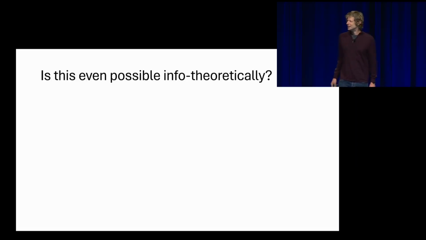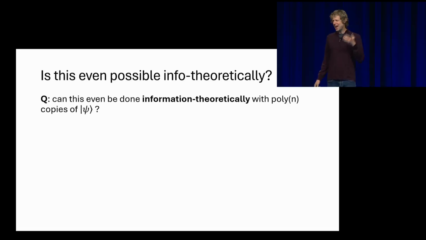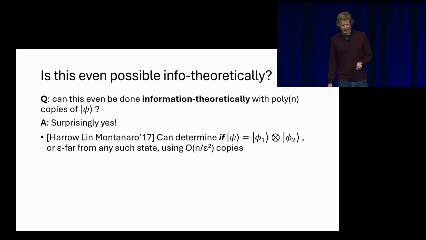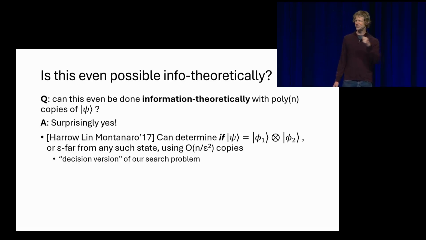Okay. So to answer this, the first question we have to ask is: is this even possible information theoretically? In other words, is there any information theoretic way of extracting where the cut is located using polynomially many copies of the state? And it turns out that surprisingly the answer is yes. There is a prior work of Harrow, Lin, and Montanaro which showed that you can determine if a state is product across some unknown cut, or epsilon far from any such state, using only order n over epsilon squared copies of the state. So this is solving the decision version of our search problem.